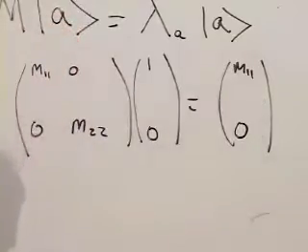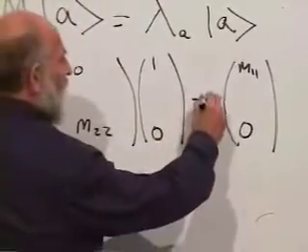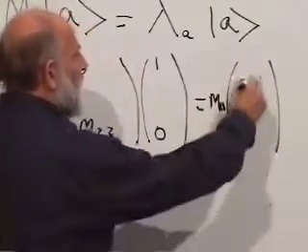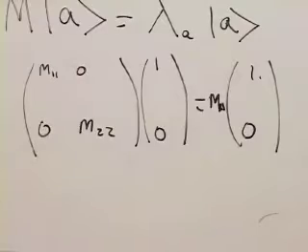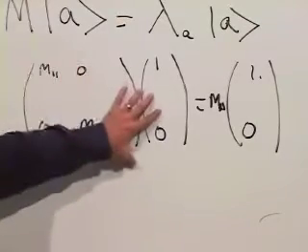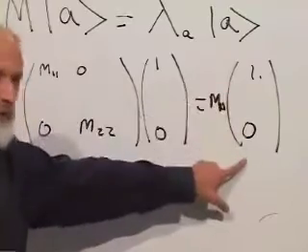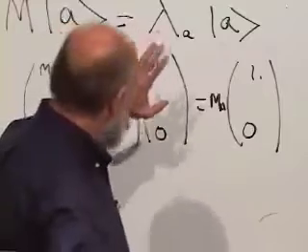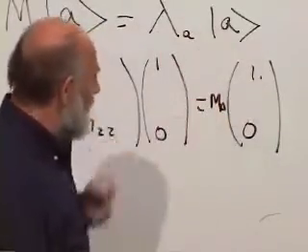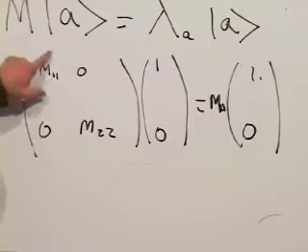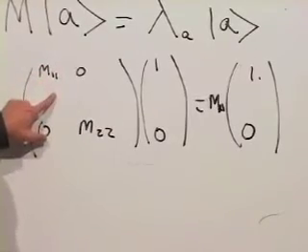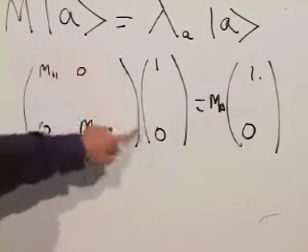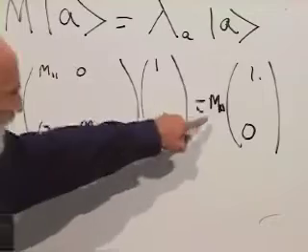But this vector is just M11 times 1, 0. So you see what's happened? The matrix times the vector gives you a number times the original vector. In other words, it doesn't change the vector. It just gives you back the original vector times a numerical number. In this case, the numerical number happens to be M11. So the vector 1, 0 is an eigenvector of this matrix with eigenvalue M11.